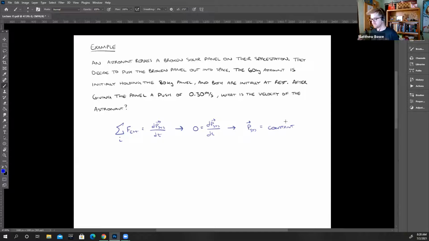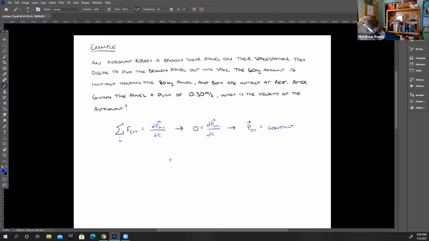So what's our system? Well, we kind of have two. This is always up to you to choose, when do you want to look at maybe an initial state and maybe after, sort of a final state. So we first have this situation where this astronaut's holding a panel. They're holding it and they're motionless with 0 velocity. So I'm going to call that the initial state, when both objects are together and not moving.